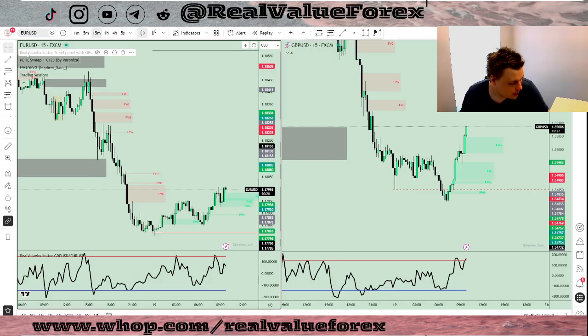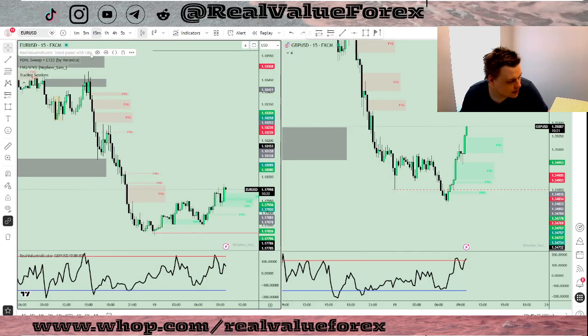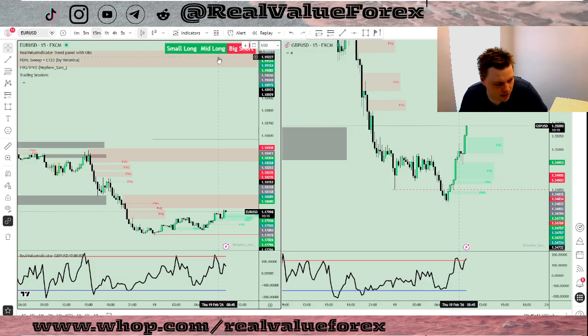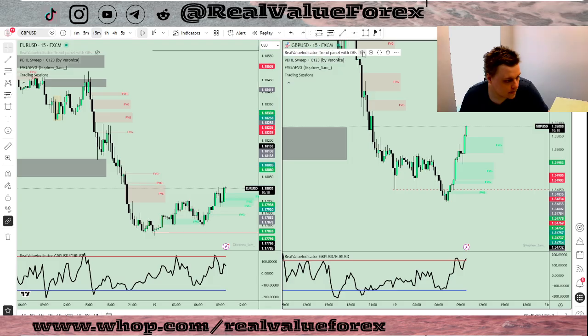So first, let's check out our indicator. Pretty valid levels. I'm happy to see that. Trend-wise, the bigger trend is down. Other trends, like it's going up. Yep, that's correct. In here, let's see. Yep, same case.